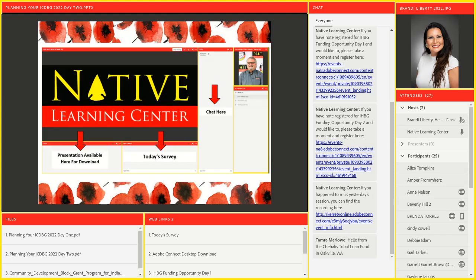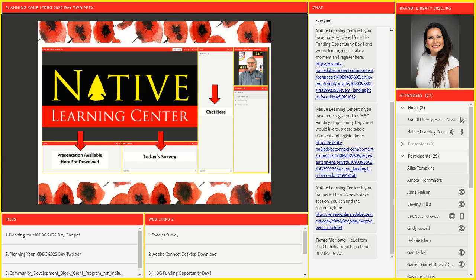All right, so the image displayed here should look pretty similar to the layout of your screen. Again, just follow along. To the bottom left, you're going to find a box that says Files, and in there, you're going to find 3 things. So right now, you're going to find the day 1 of planning your ICDBG for 2022. We went ahead and provided that yesterday's session. And then you're also going to find today's session, Planning Your ICDBG 2022, day 2. All are in PDF format.